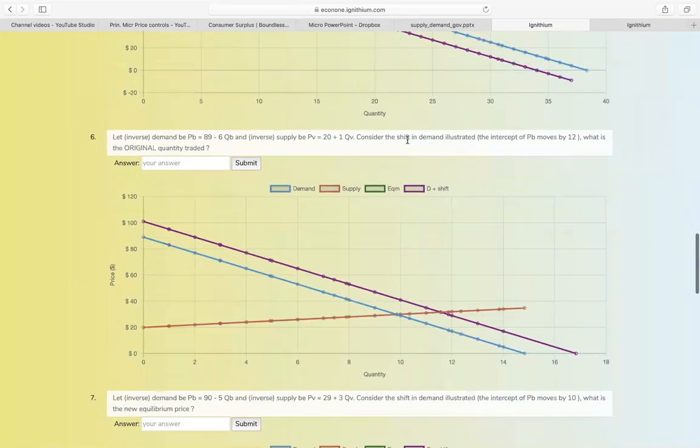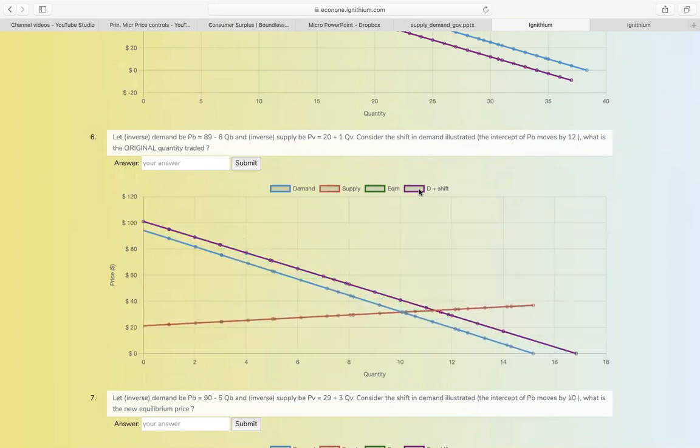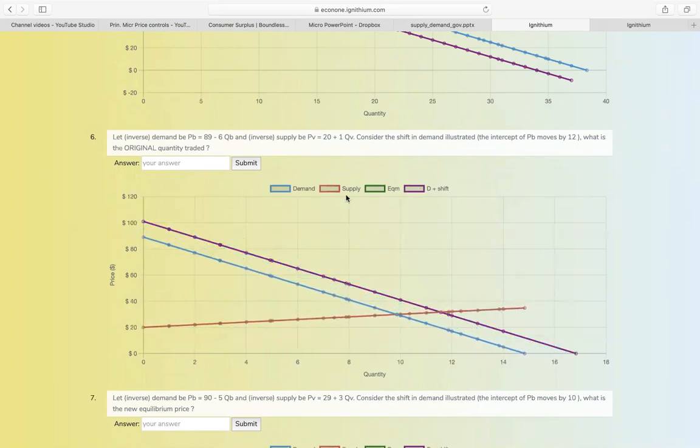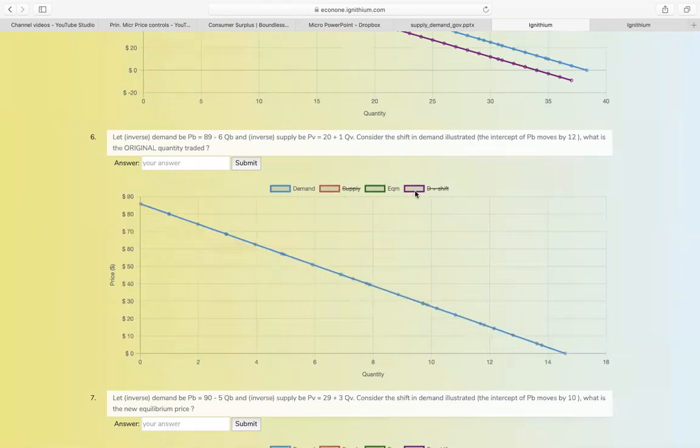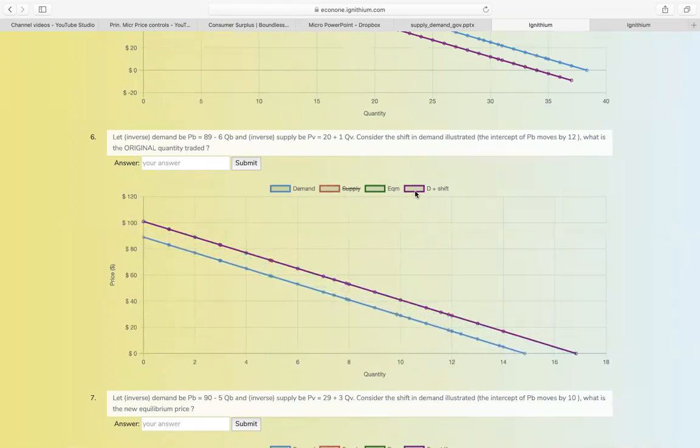So question number 6, consider the shift in demand illustrated. What's the original quantity traded? So now again, we had leftward shifts, now we have rightward shifts. So that's really the difference. We're left, and then we have a rightward shift.